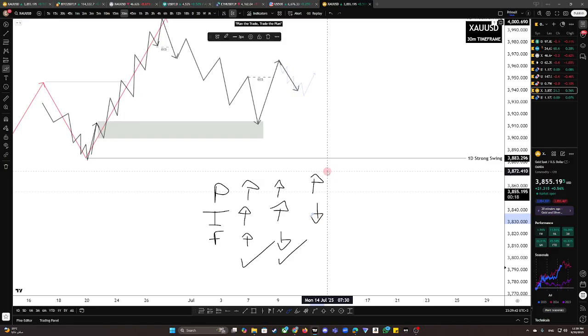If you have the primary structure pointing upwards and then the internal structure starts pointing downwards, this is an indication that you may want to start skipping trades and not trade at the moment, especially since the trend is not identified much. But of course, as soon as the internal trend switches and it looks like this again, this is a good time to buy.